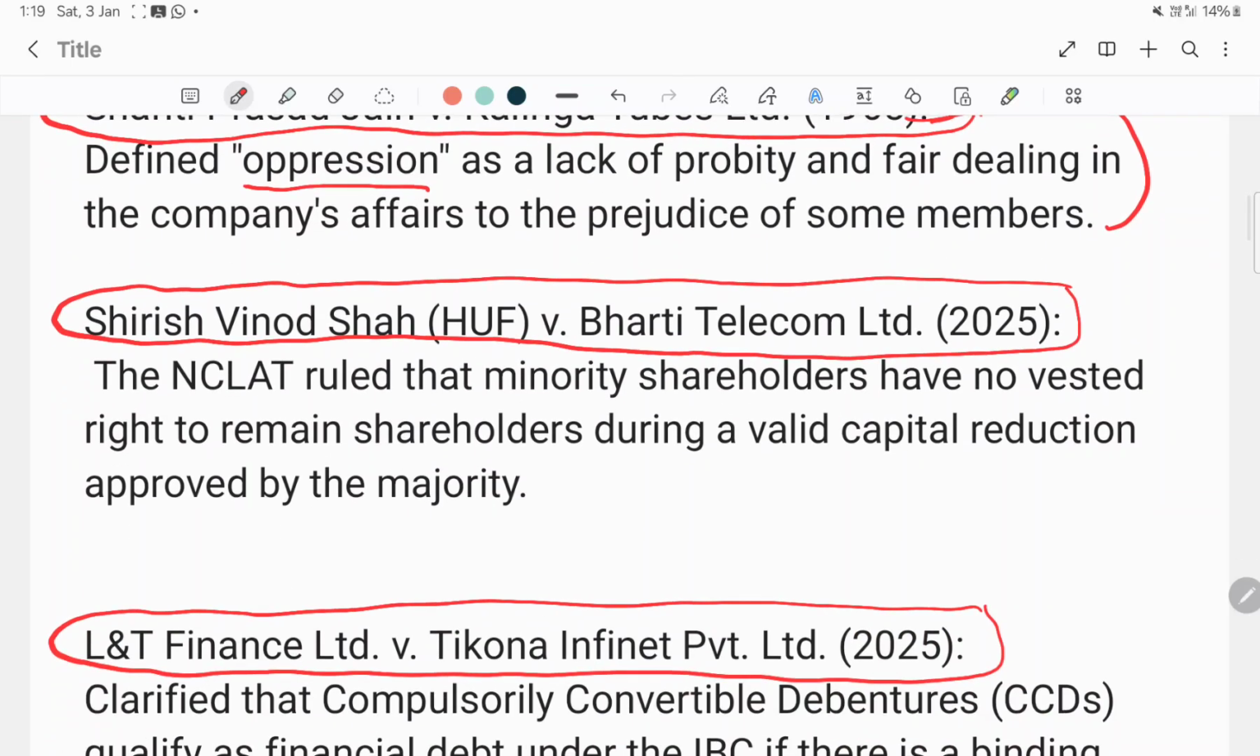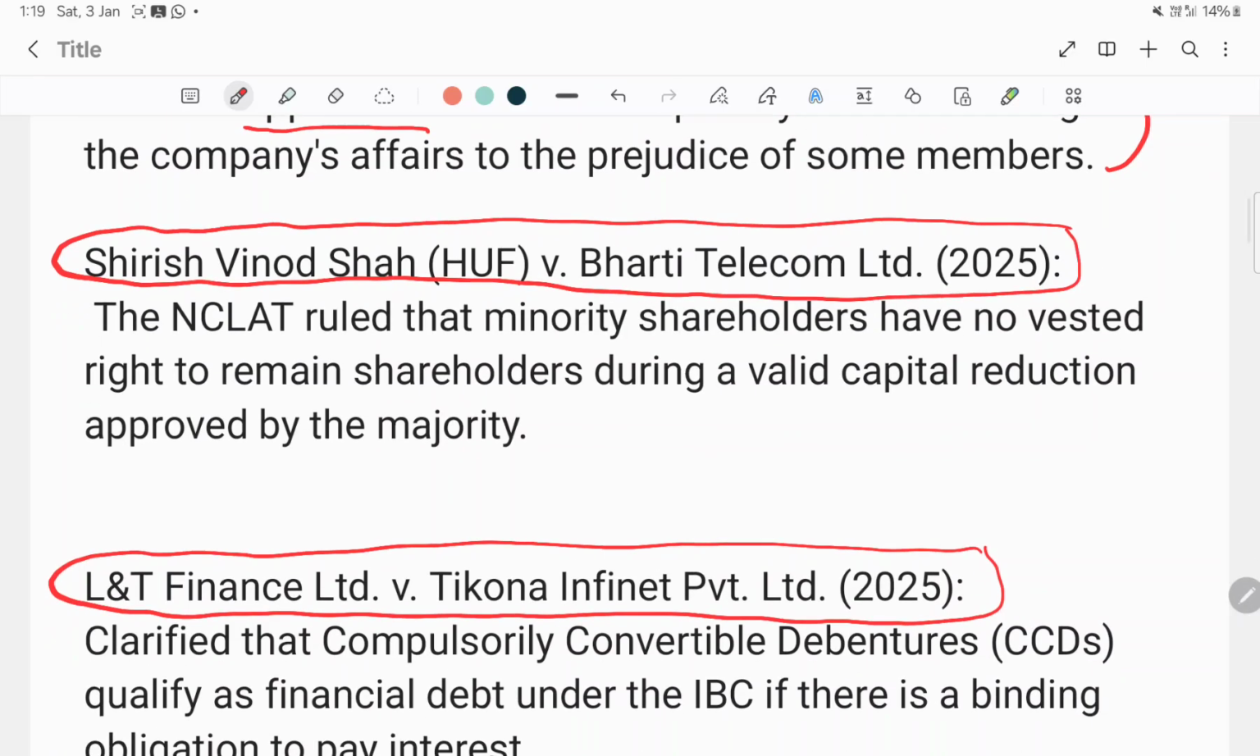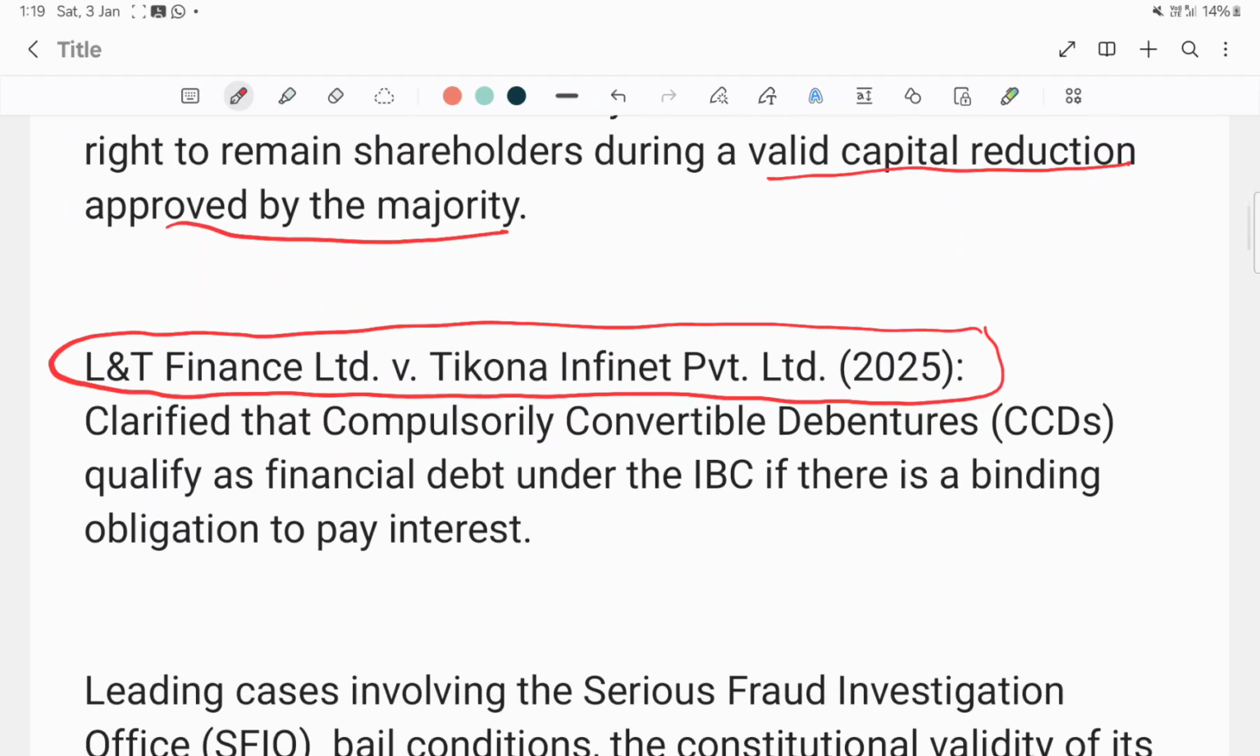Thereafter, our latest case, Sirish Vinod Shah versus Bharati Telecom Limited. It says that the NCLAT ruled that a minority shareholder has no vested right to remain a shareholder during a valid capital reduction approved by the majority. If the capital is reduced by approval of the majority, then the shareholder does not have a right to remain in that company.